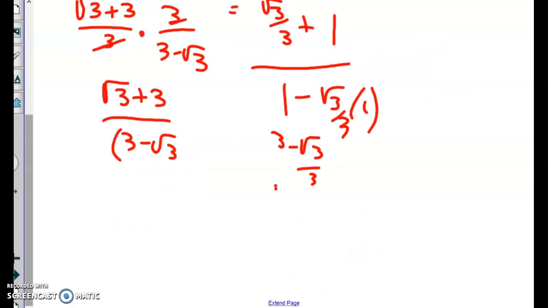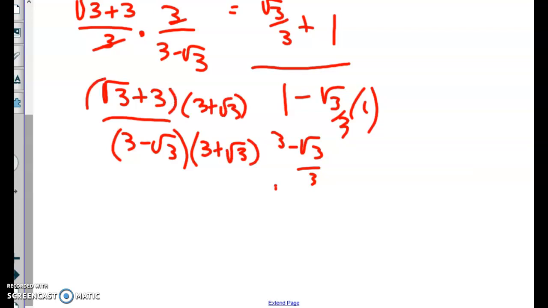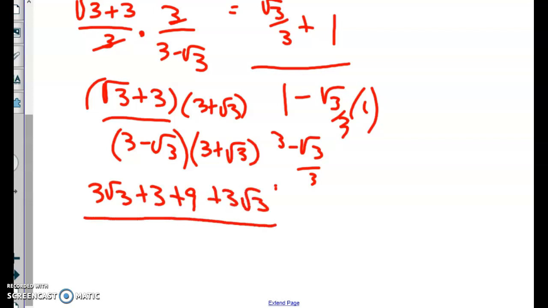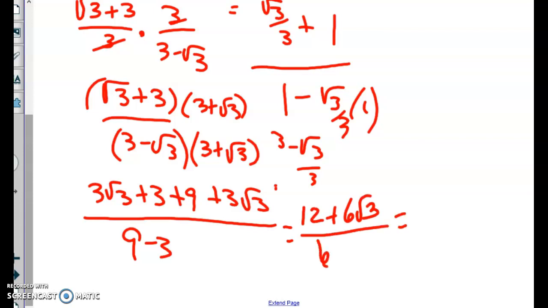I would expect that you would multiply by the conjugate to simplify your radical. You don't want to leave that on top. So I get 3 root 3 plus 3 plus 9 plus 3 root 3 all over 9 minus 3. And so on the top, when I simplify, I get 12 plus 6 root 3 all over 6. Simplifying one last time, I get 2 plus root 3 would be your final answer for that.